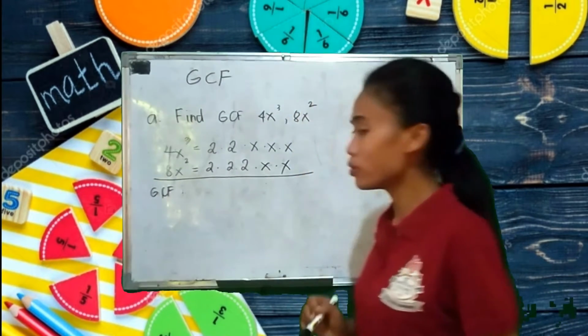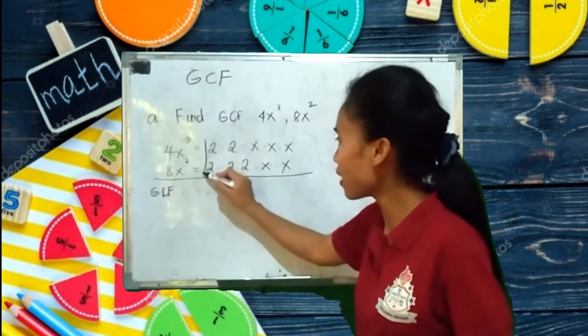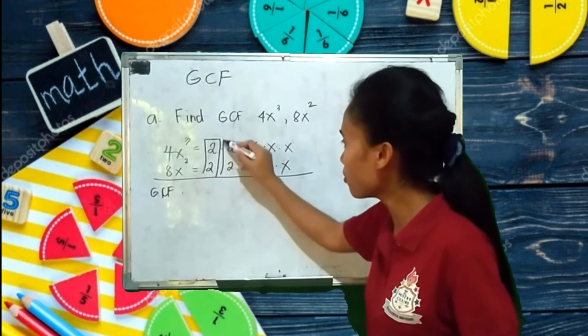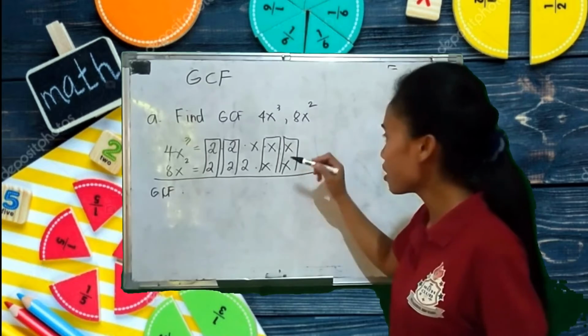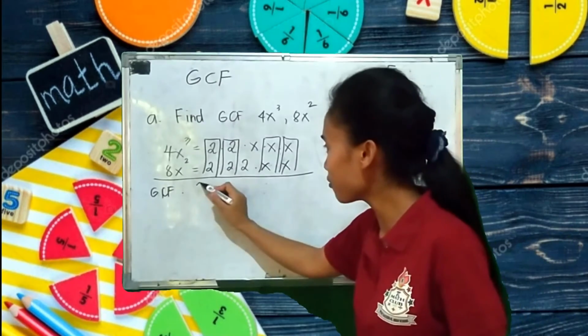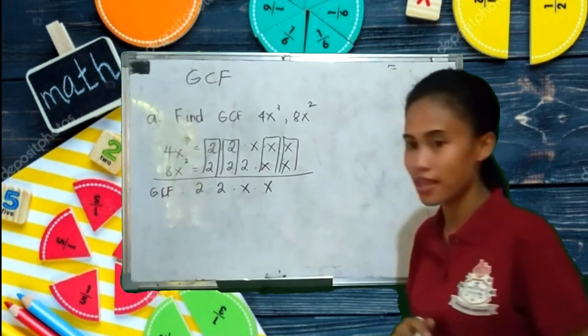Okay, so how do we know the GCF? First, we identify the common factors. So these are our common factors and your variables. So let's identify them. We have your 2 times 2 times x times x.